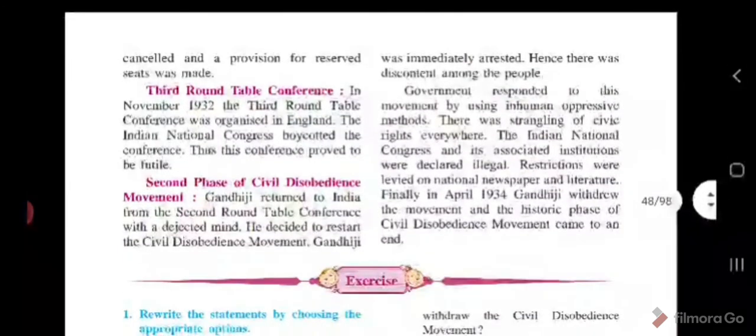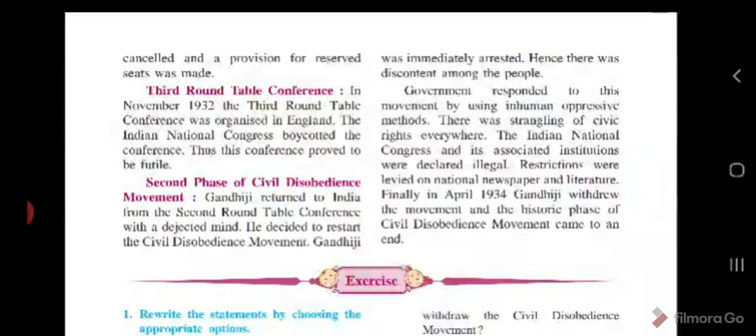Now, what is the Pune Pact? You know it very well. We have seen this, we have read it. After returning from the second Round Table Conference, Mahatma Gandhiji decided to resume the civil disobedience movement. He was immediately arrested by the government and put into Yeroda jail. He was against granting the separate electorate on the basis of caste. So he started a fast unto death in Yeroda jail.